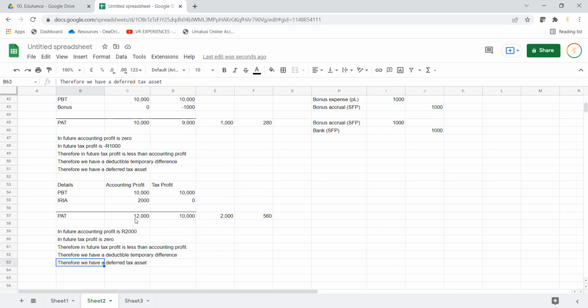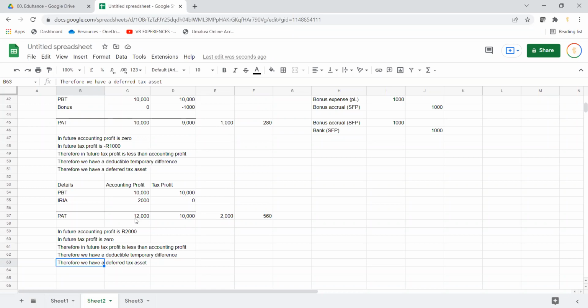So it all comes to, based on the temporary difference, what impact does it have on taxable profit relative to accounting profit in future periods? So if tax profit is more than accounting profit in future periods, we have a taxable temporary difference. And if we have a taxable temporary difference, we have a deferred tax liability. And if in future tax profit is less than accounting profit, then we have a deductible temporary difference. And when we have a deductible temporary difference, we have a deferred tax asset.